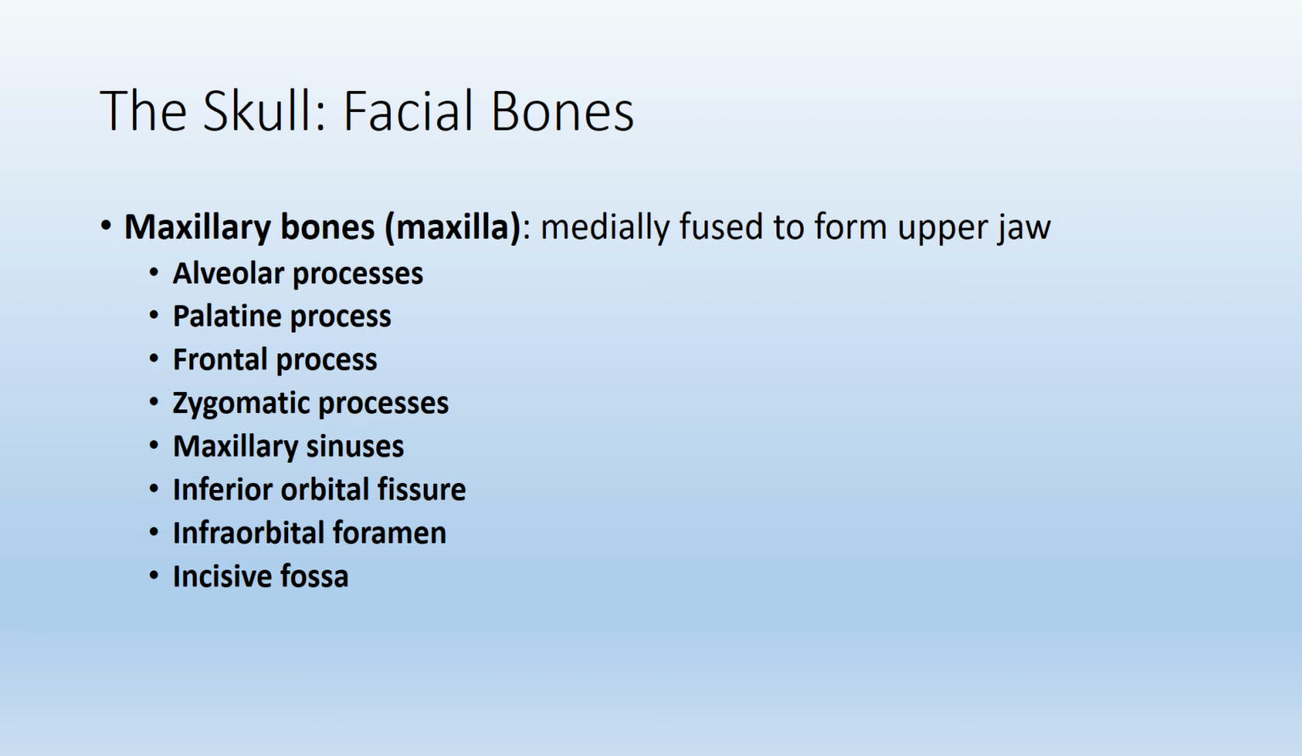The frontal process will project up towards the frontal bone. The zygomatic processes will help to form the cheekbone. The maxillary sinus, this is the largest sinus in the skull. It is also the hardest to drain when it's full of mucus. The inferior orbital fissure. A fissure, again, is a slit-like opening. We have an infraorbital foramen. Remember, we had a supraorbital foramen on the frontal bone. And lastly, we have an incisive fossa, which will be found just posterior to your incisors, or behind your two front teeth.